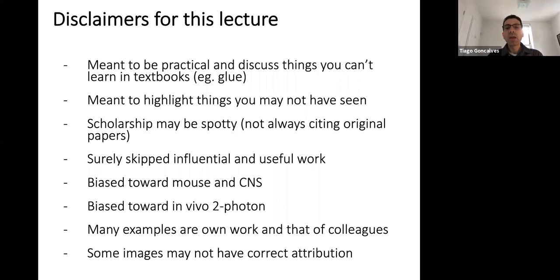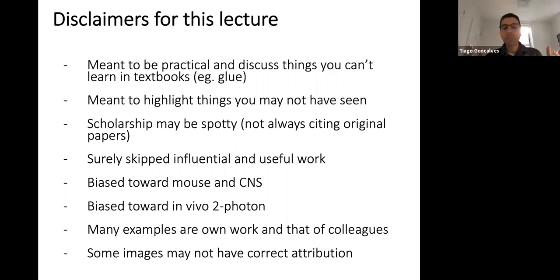presentation, and I kind of took the cue from Luke to discuss things that you don't learn in textbooks, like for example glue, right? That he was talking about in the last lecture. All of these little things are important. Also, I'll try to highlight a few things that you may not have seen.